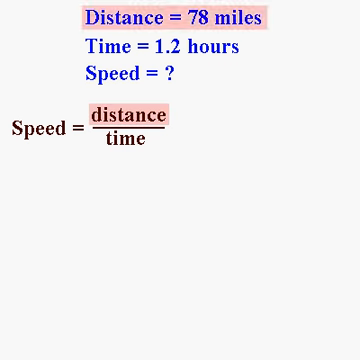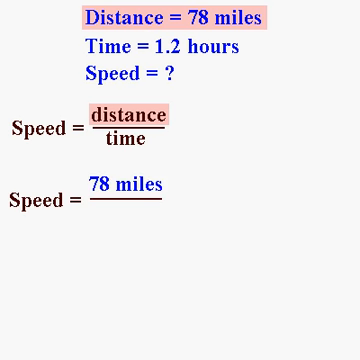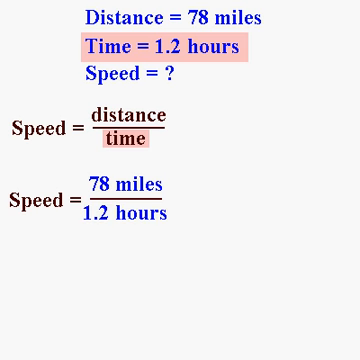We were given the distance, 78 miles. So we can take that distance and plug it into the equation. Speed equals 78 miles over something. What's that something? Well, that something is time. We were given the time as well, 1.2 hours. So I can plug that number into the equation as well, and we now know that speed equals 78 miles over 1.2 hours.